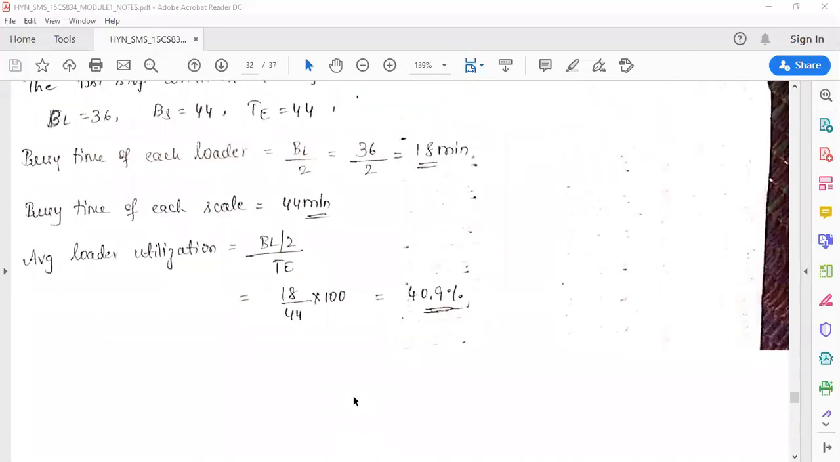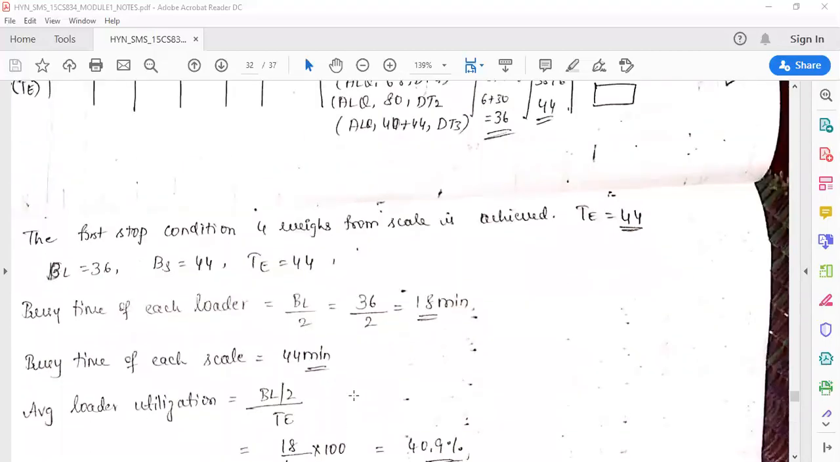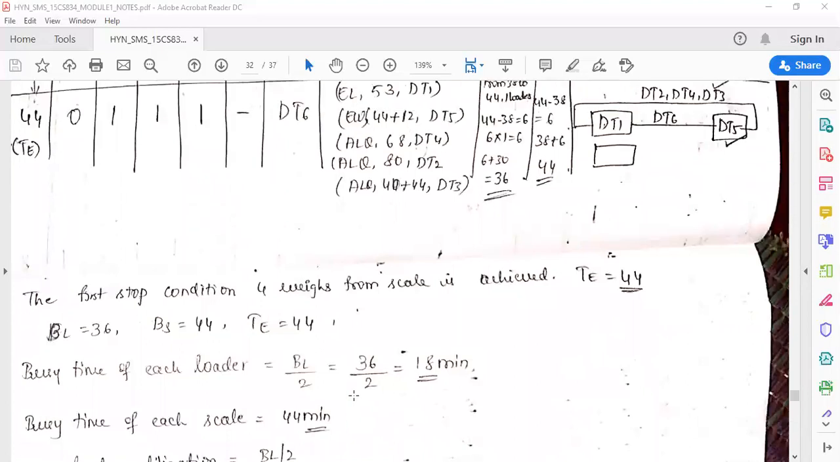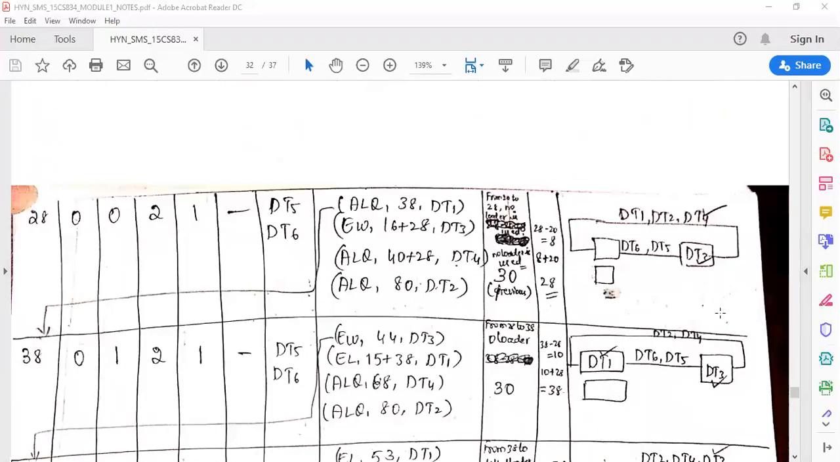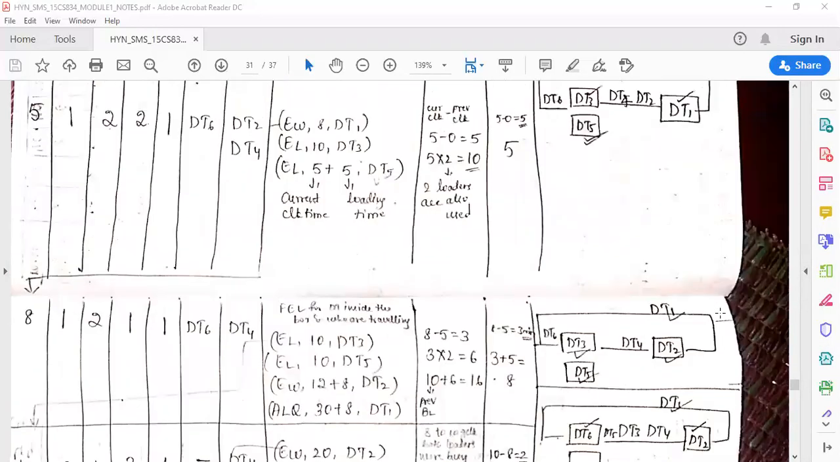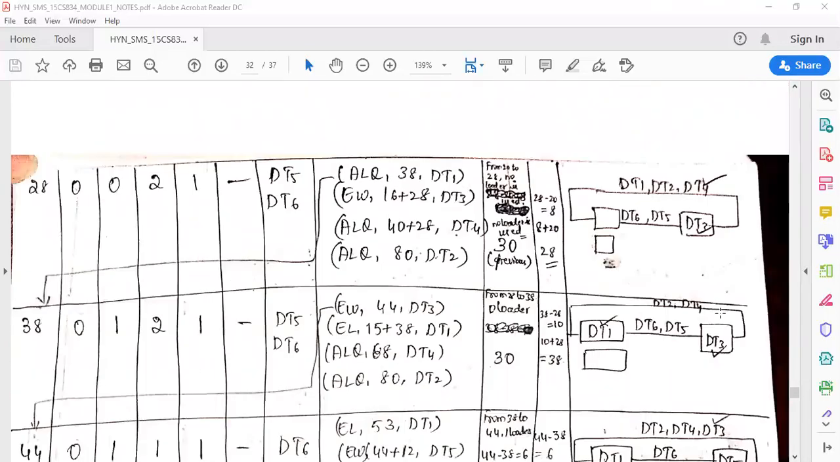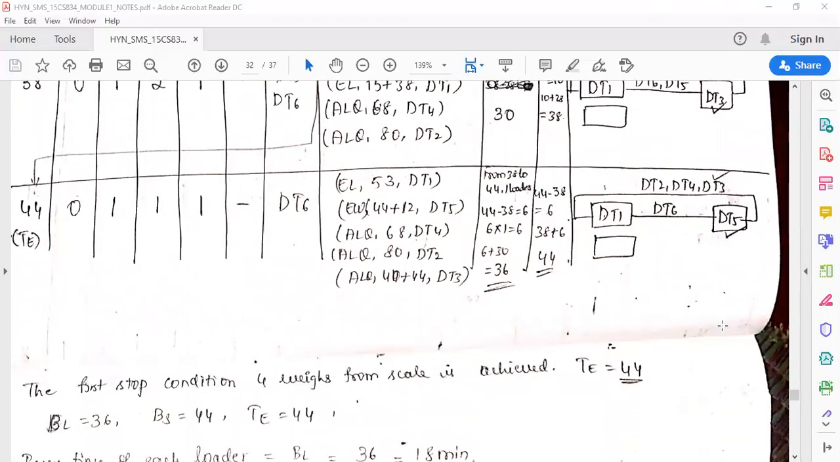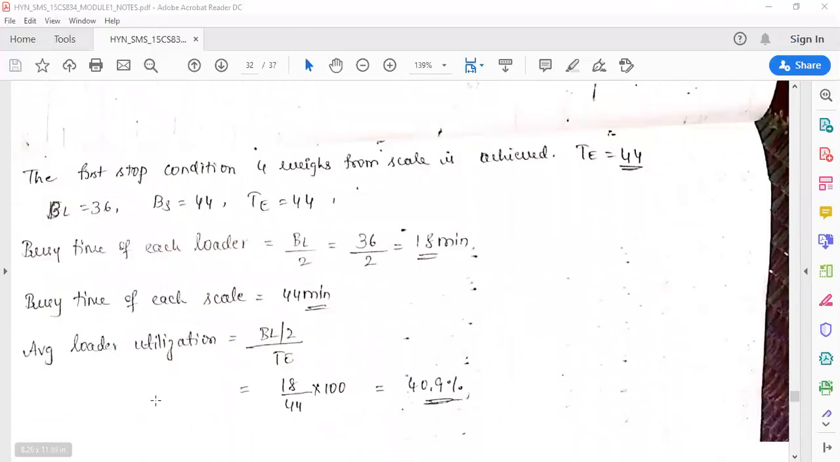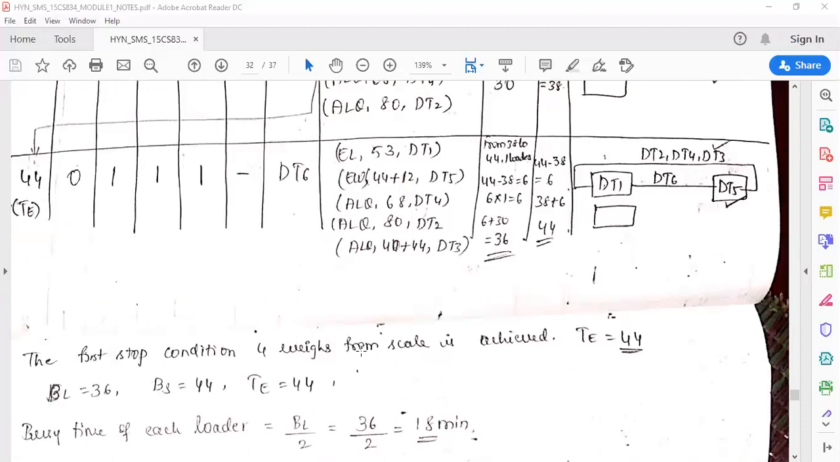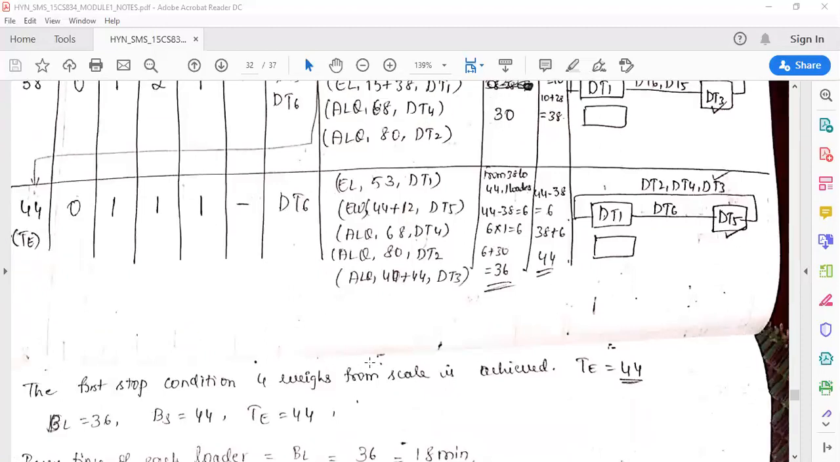So what about average scale utilization? Average scale utilization will be equal to BS divided by TE, right? So 44 divided by 44, that means 100%, right? So as we can see here, our scale was utilized completely. Nowhere it was free, right? The loader was free at times, but the scale was completely utilized for all the 8 iterations, right? So that is why 44 by 44, we get scale utilization as 100% and loader utilization as the formula says BL by 2 divided by TE, average loader utilization. If they ask a loader's utilization, you have to write it as BL by TE, which is nothing but 36 divided by 44, right? So this is your dump truck problem.